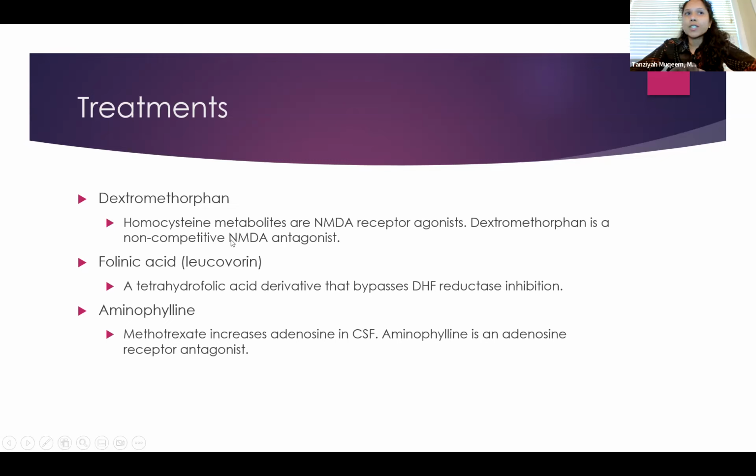And the way that this works is that since methotrexate increases homocysteine levels, homocysteine metabolites are actually NMDA receptor agonists. So it's thought that some of the neurotoxicity might be mediated through the NMDA receptor. Dextromethorphan is a non-competitive NMDA antagonist, and that's how it's thought to help with methotrexate-related leukoencephalopathy. There's also some reports of aminophylline helping as well. And this works via adenosine. So methotrexate increases adenosine in the CSF, and aminophylline is actually an adenosine receptor antagonist.